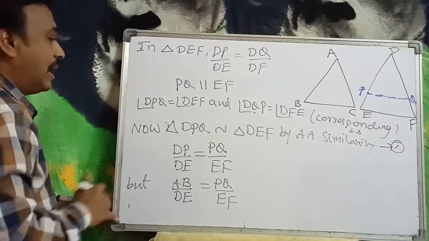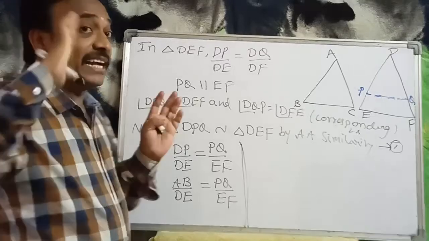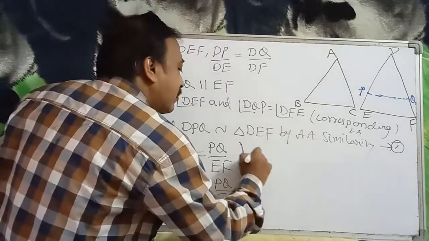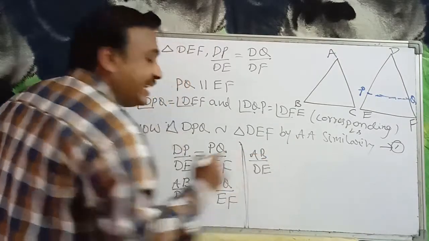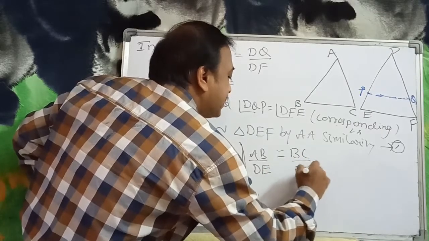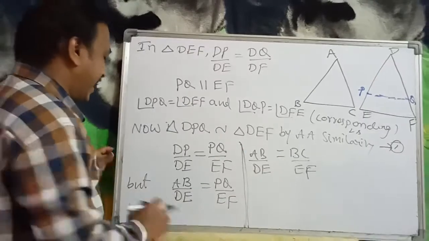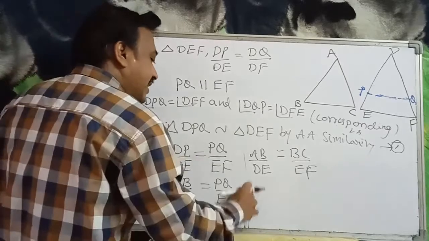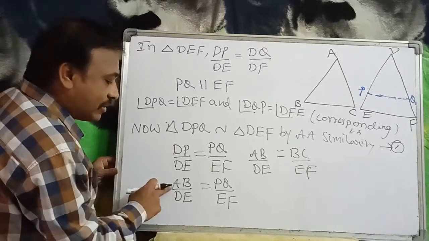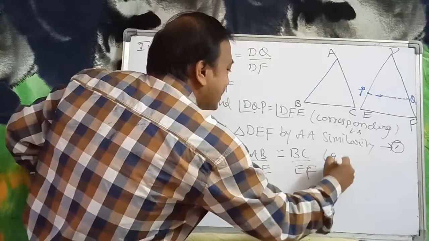Again, in the statement, sides are in proportion. So AB by DE is equal to BC by EF. That is the first statement given. Here we write DP by DE is equal to AB by DE, since DP is equal to AB. That's why we substituted here. Now this is given.